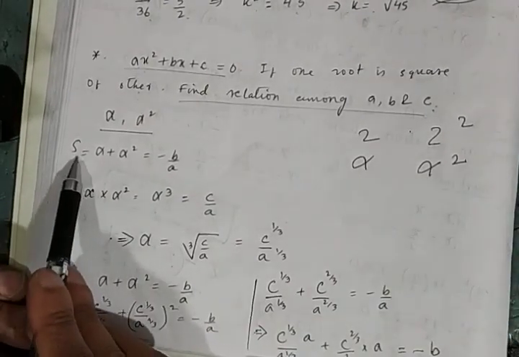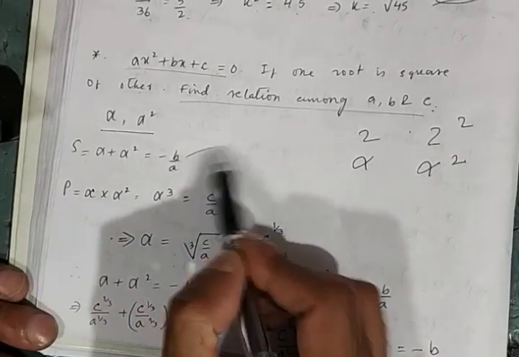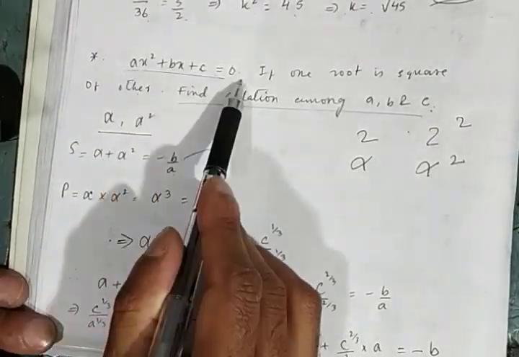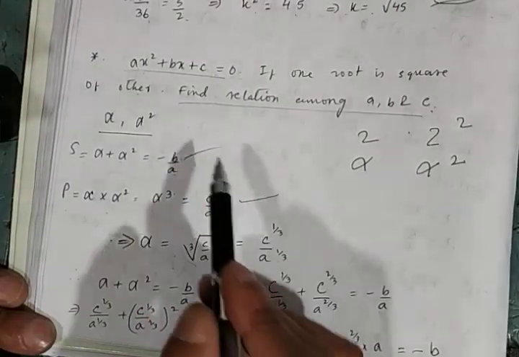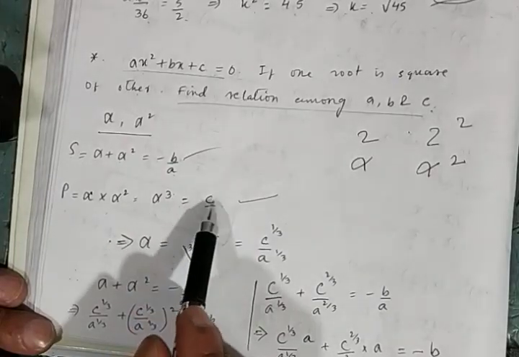S equal to sum equals to alpha plus alpha square, and the formula is minus B by A, directly, minus coefficient of X divided by A. This is just the general form. Product is this, C by A. Now how to relate these two? Now alpha cube is equal to C by A.